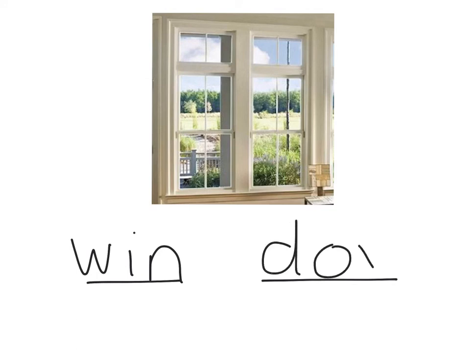Listen to the first syllable. Win, w, n. Listen to the second syllable. Do, d, o. Window. By listening to the 2 syllables, I was able to write the word window.